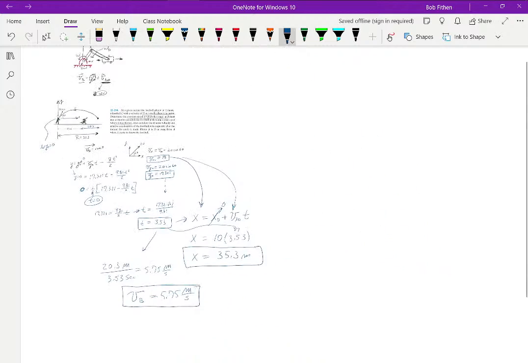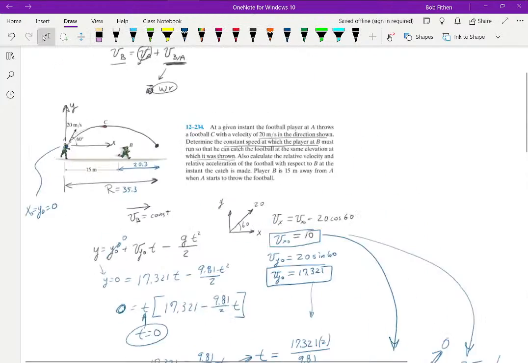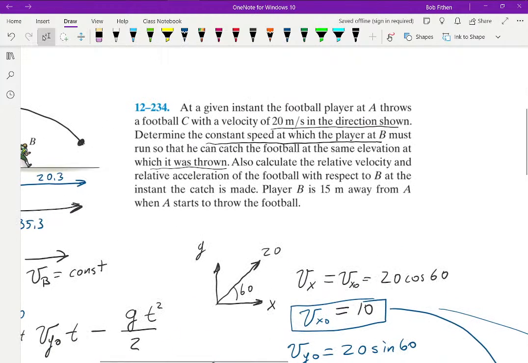Depending on the way you look at this, at what he's asking, that's how we determine the constant speed. We've done that. Also calculate the relative velocity and the relative acceleration of the football with respect to B at the instant the catch was made. First, let's just do relative velocity.